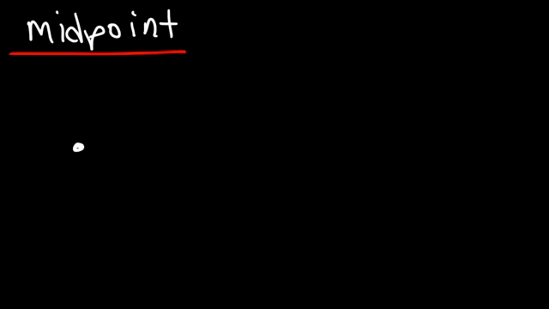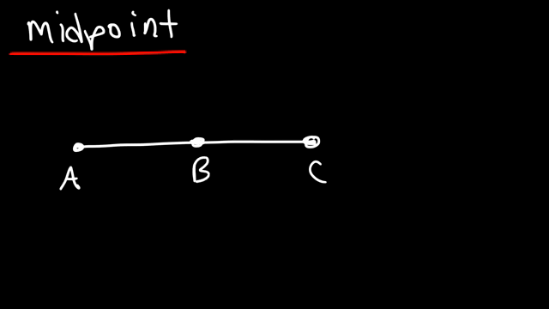Now let's move on to the midpoint. What is a midpoint? Well, if you look at the word, it sounds like the point in the middle. And you wouldn't be incorrect by saying that. So let's say if we have a segment, we'll call it segment AC, and let's say B is the midpoint. So what does that mean? That means that B is right in the middle of segment AC.